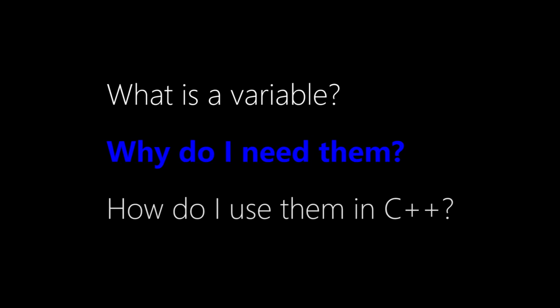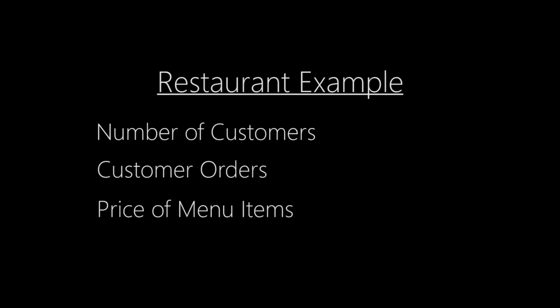Now, why do you need variables? Well, variables are how a computer remembers information while it's running. For example, let's say you're writing software to manage a restaurant. Your program might need to remember all kinds of information, like how many customers there are, what they ordered, and how much everything costs. You might have variables for all of those things. You'll use variables in every program you write to describe the data the computer needs to recall later, or data that may change from one run of the program to the next.